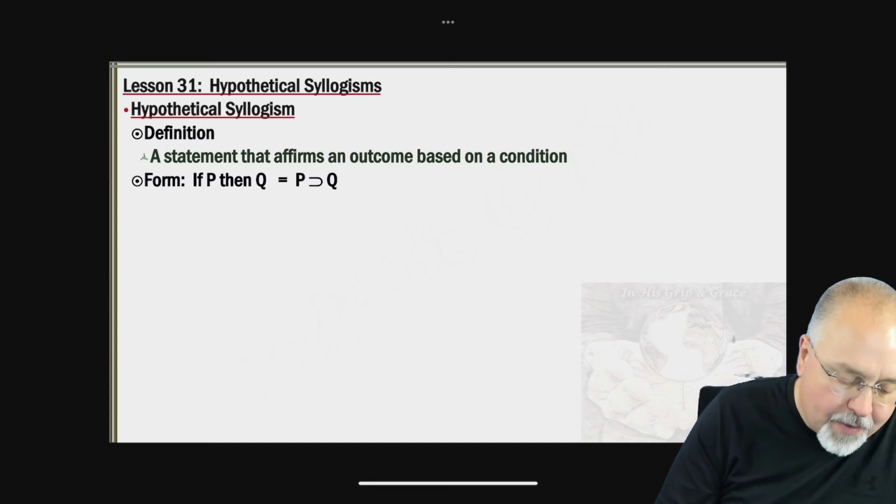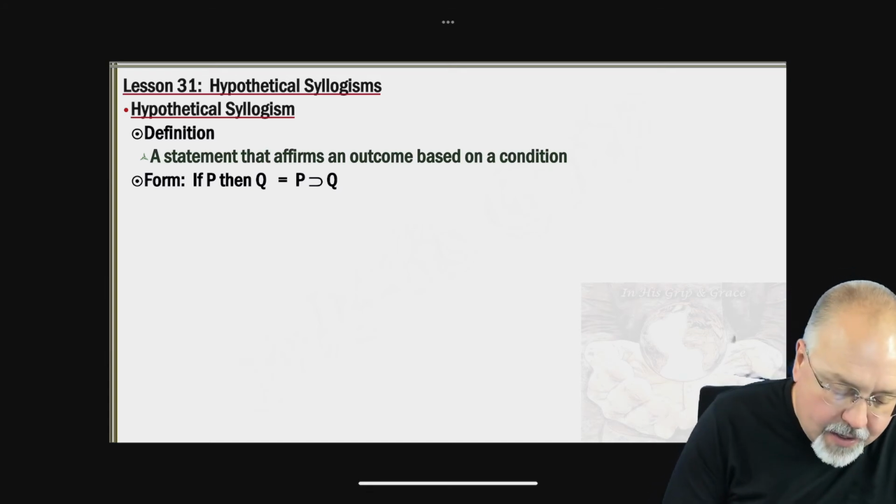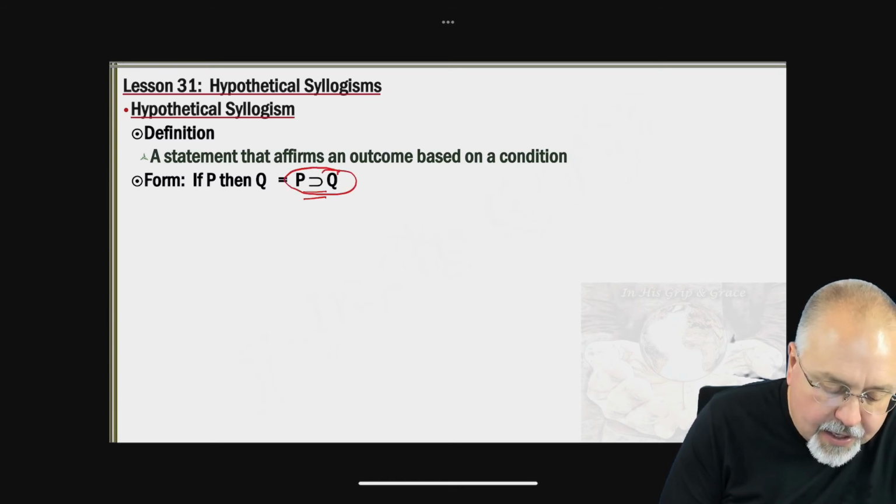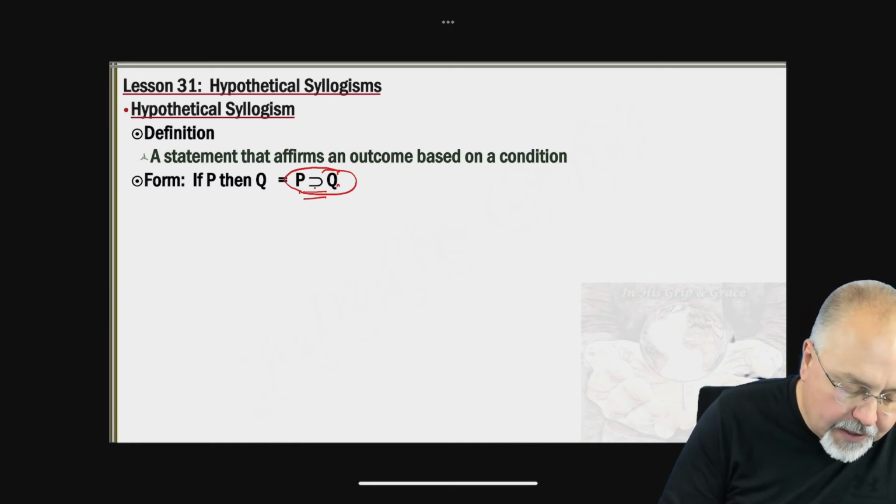So here's the form. If P, then Q. And it is done by, this horseshoe means conditional here, right? So you would say this, if P, then Q. All right? Here we go.